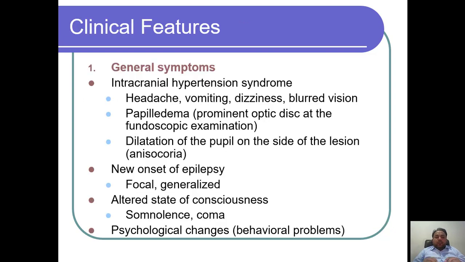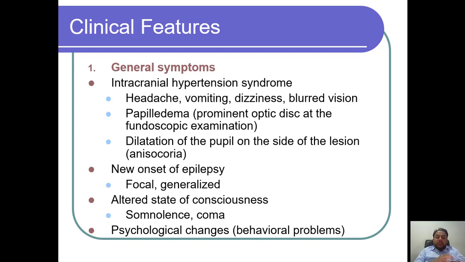So the overall features of brain tumors, here we will discuss them. For example, the signs and symptoms are due to raised intracranial pressure. Could be headache, vomiting. On fundoscopy, we can have papilledema, dilatation of the pupil due to the third nerve palsy. Then patients can present with epilepsy. Epilepsy could be of focal or generalized type.